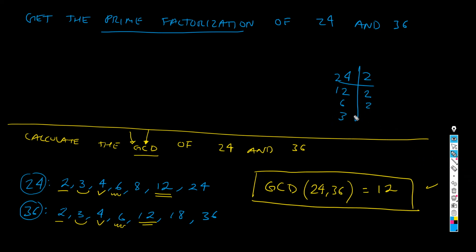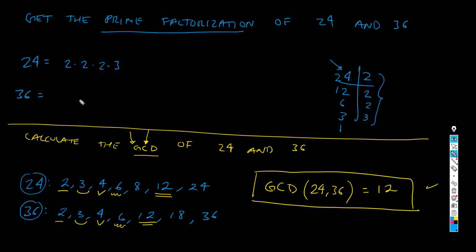Now, can we divide 3 over 2? Clearly not. Can we divide over 3? Yes, we do it. We get 1. We finish. And the product of all these numbers is your prime factorization of 24. So I'm going to write it down in here. 24 equals 2 times 2 times 2 times 3. Okay, do the same for 36 on your own.